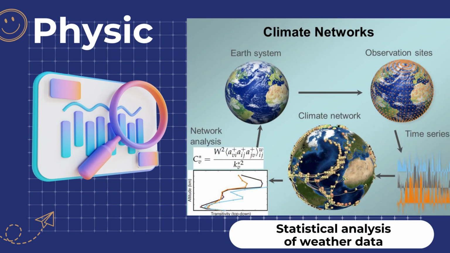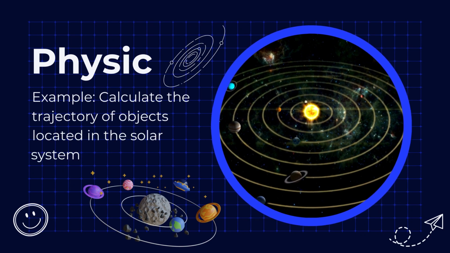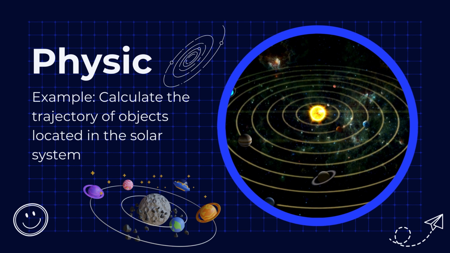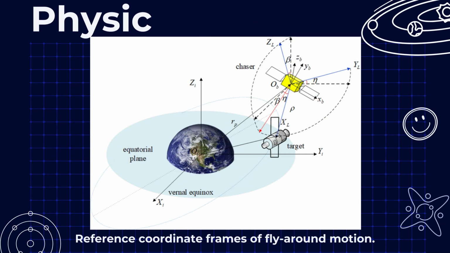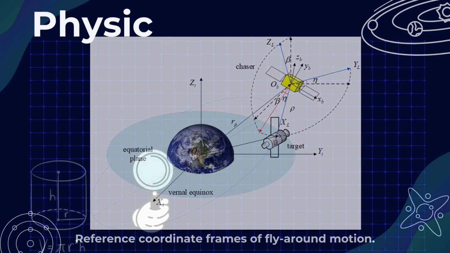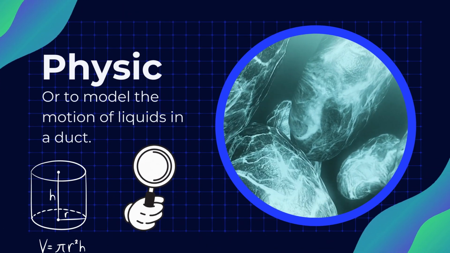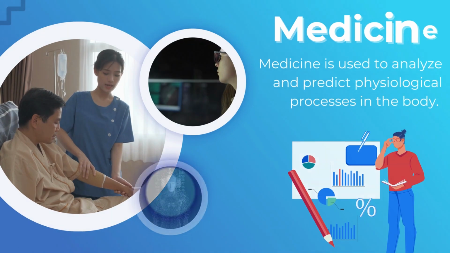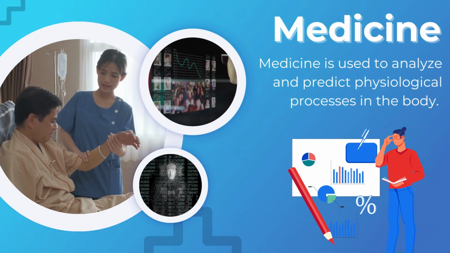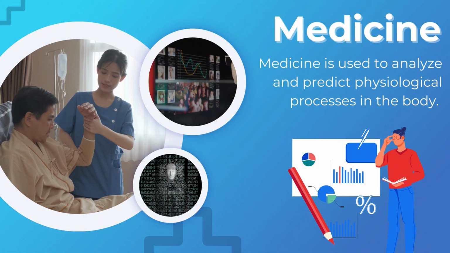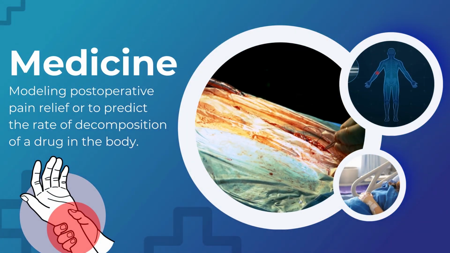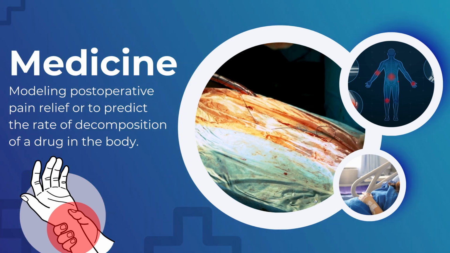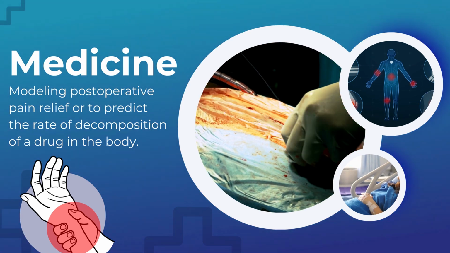Math is used in statistical analysis of weather data. For example, calculate the trajectory of objects located in the solar system. Math is used in reference coordinate frames of fly-around motion, or to model the motion of liquids in a duct. In medicine, calculus is used to analyze and predict physiological processes in the body. Example, modeling post-operative pain relief or to predict the rate of decomposition of a drug in the body.